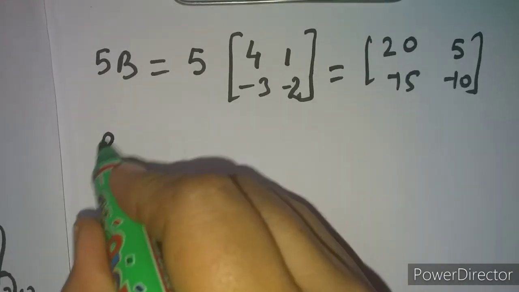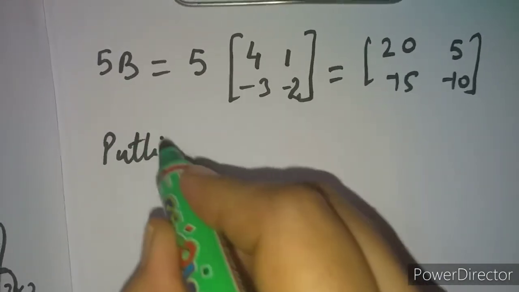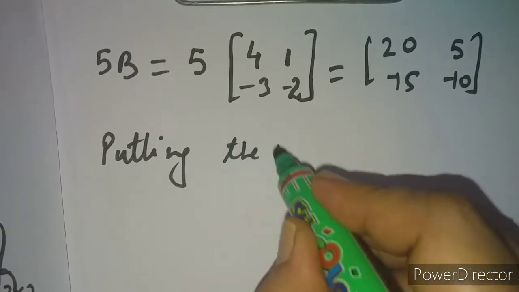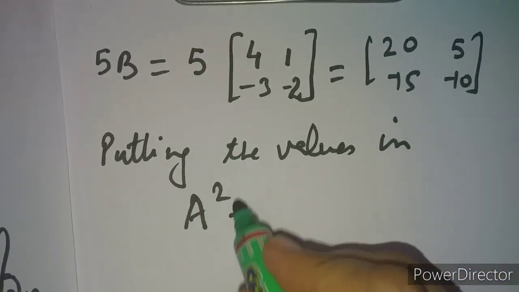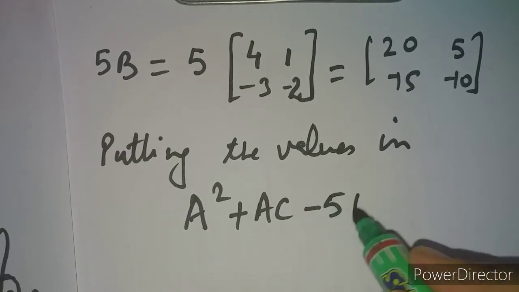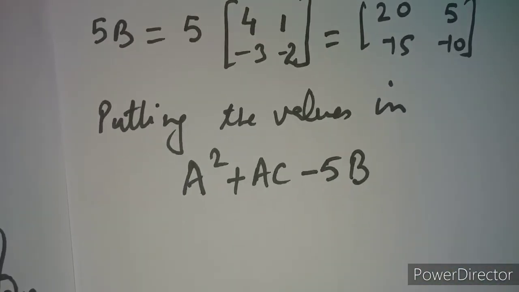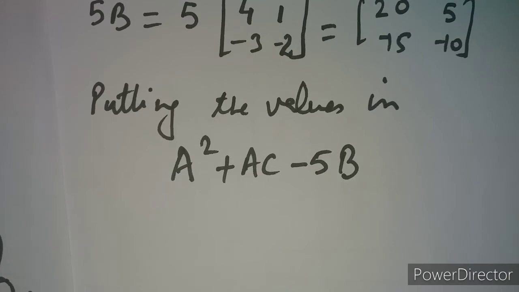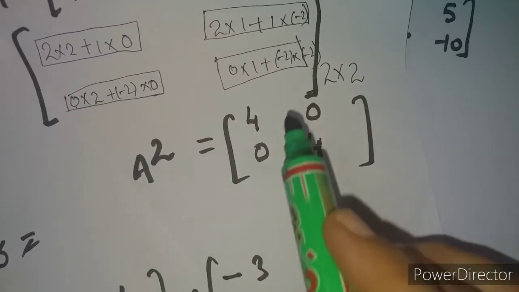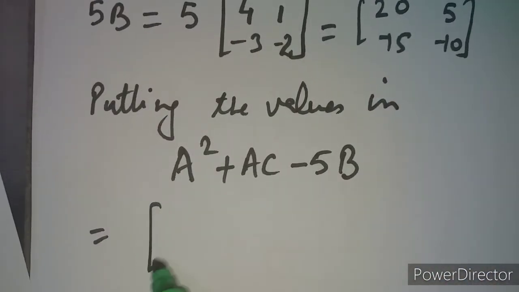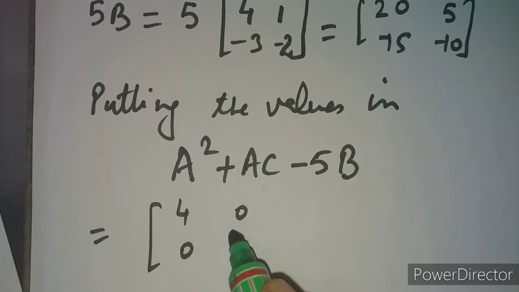So we will write now, putting the values in A square plus AC minus 5B. Okay, now for the final climax we have reached, simply putting the values. A square, what is the value I found here? 4004. So it is 4004.